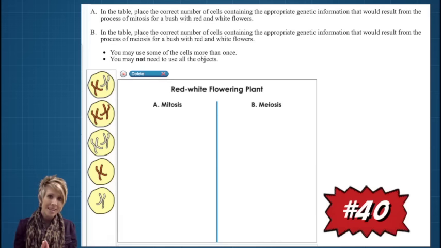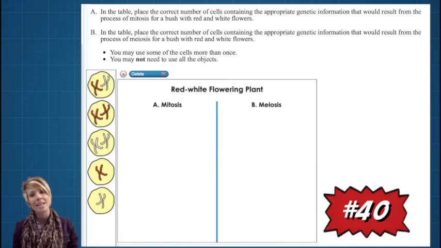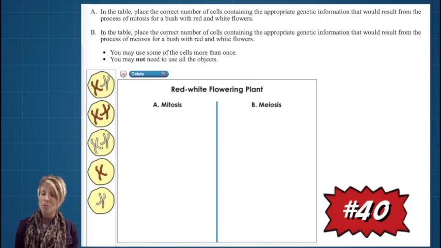For B, it says in the table, place the correct number of cells containing the appropriate genetic information that would result from the process of meiosis for a bush with red and white flowers. Again, same red and white flowers, but this time we're doing the process of meiosis. What would that final cell look like? And it says you may use some of the cells more than once. You may not need to use all of the objects. Go ahead and take a minute to do that, and then we're on to the last question.